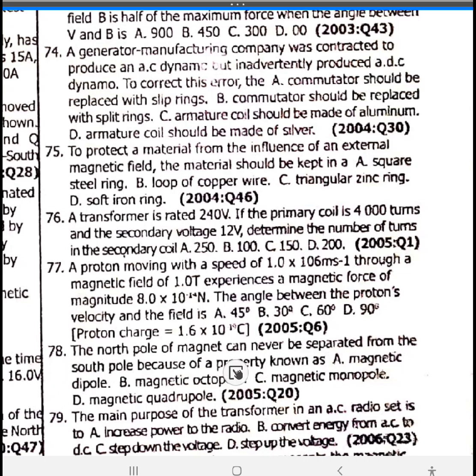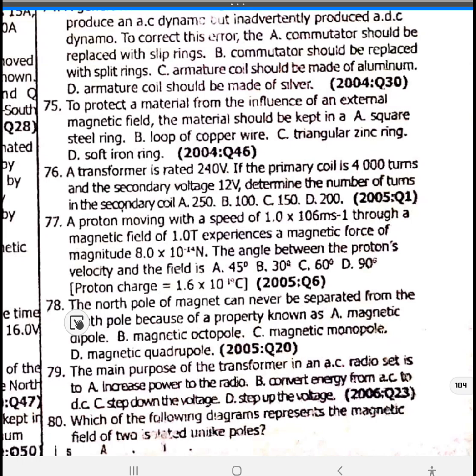The north pole of a magnet can never be separated from the south pole because of a property called magnetic dipole. Option A. When a magnet is cut into two halves, each half is a magnet with north and south polarity. If the cutting is repeated again and again, the dipole is retained, however small. Each time you cut the magnet into two, one place will always be north, one place will always be south. The north pole of a magnet can never be separated.